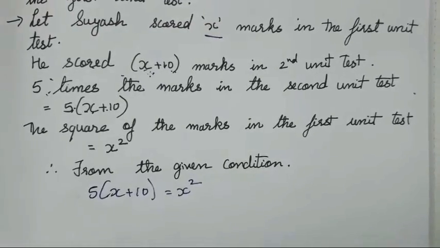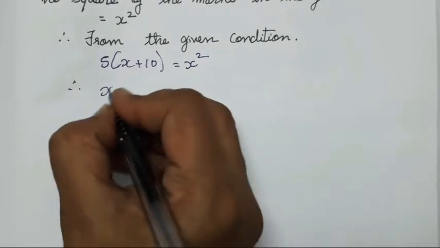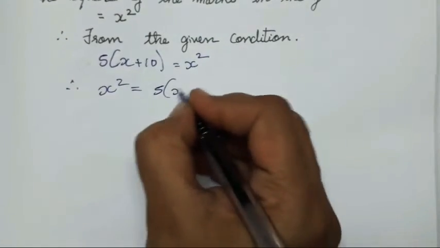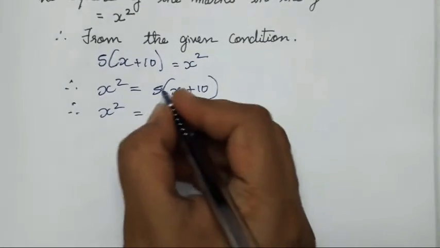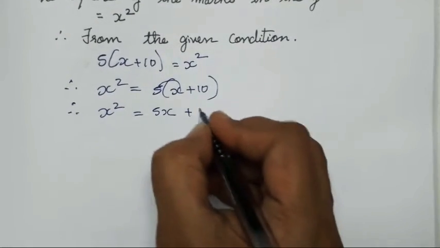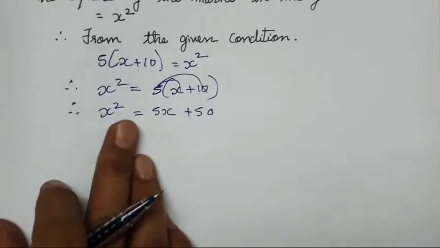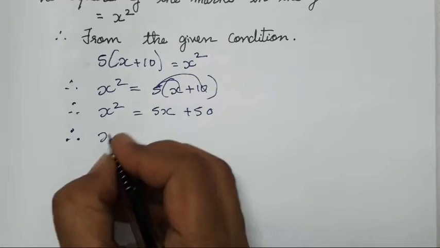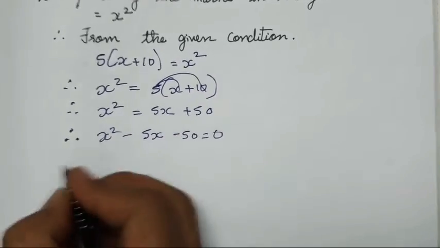Got it? So what we have to find? This equation, to directly write it. Therefore x square is equal to 5x plus 50. Forming the equation is important, children. The rest is easy to solve. x square minus 5x minus 50 is equal to 0.